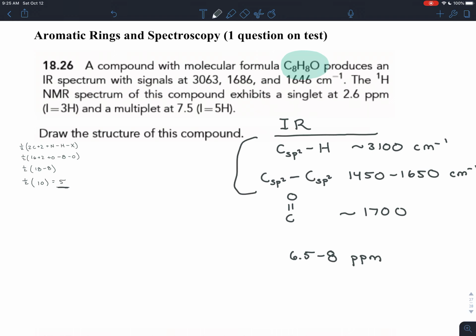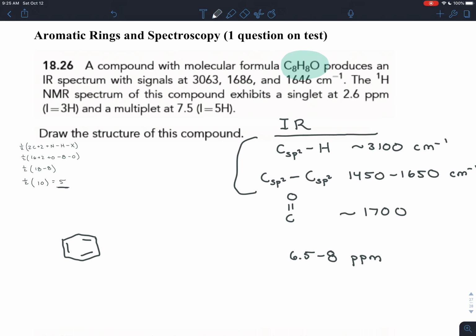Well, in IR spectroscopy, we would be looking for 2 things. First, do we have a signal close to 3100? It might be a little less. And we do have that right here. And second, do we have a signal between 1450 and 1650? That would represent the carbon-to-carbon bonds in the benzene. And we do have that. So the chances that we have this benzene ring are now getting extremely high.